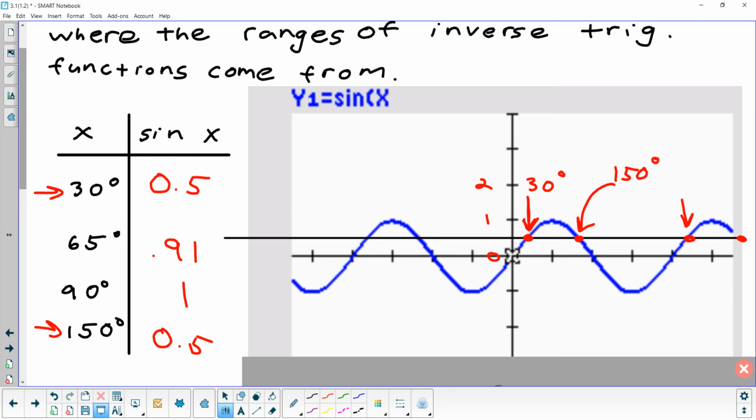Okay? And the same kind of thing happens with inverse cosine and inverse tangent. There are multiple answers. I'm not going to show you the graph of each one of them, but the same kind of thing happens. Okay? Multiple correct answers. We have to all agree on the one that we're going to use.